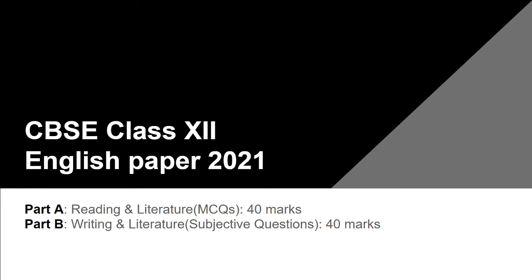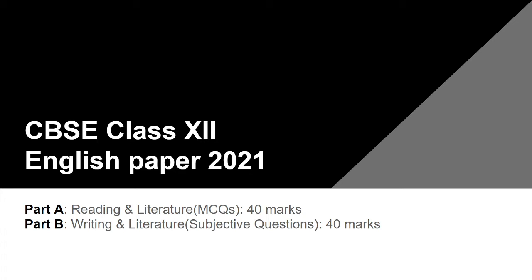Now the question before all the students would be how to score well in the English paper, how to score 90 and above or 95 and above marks in English. In order to address these questions, I am here before you with a video on the English paper. I am going to discuss the design of the paper, and I am also going to give you a few tips as to how to score well, how to get 90 and above or 95 and above marks in English.